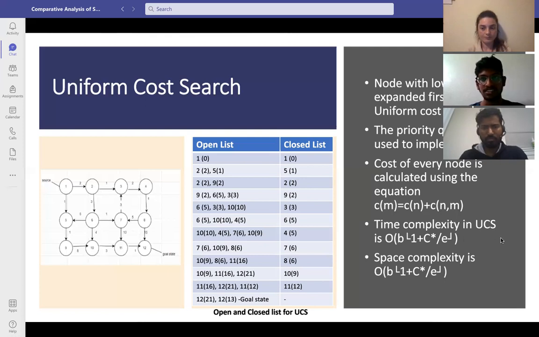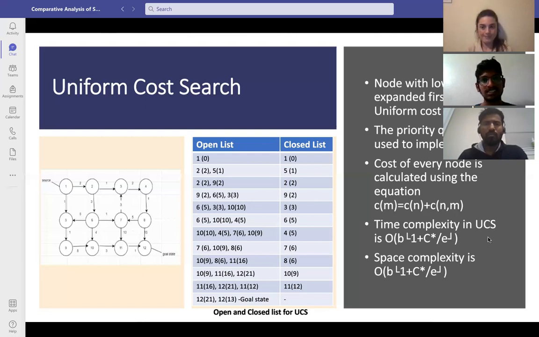The basic applications for uniform cost search are maze pathfinding and maze solving. These are the main applications in which we use UCS. And this is the equation that we use to calculate this: C of m equals C of n plus a function of C of n comma m. In this equation, the cost of the previous node is denoted by C of n, and the weight of each edge is denoted by C of n comma m.